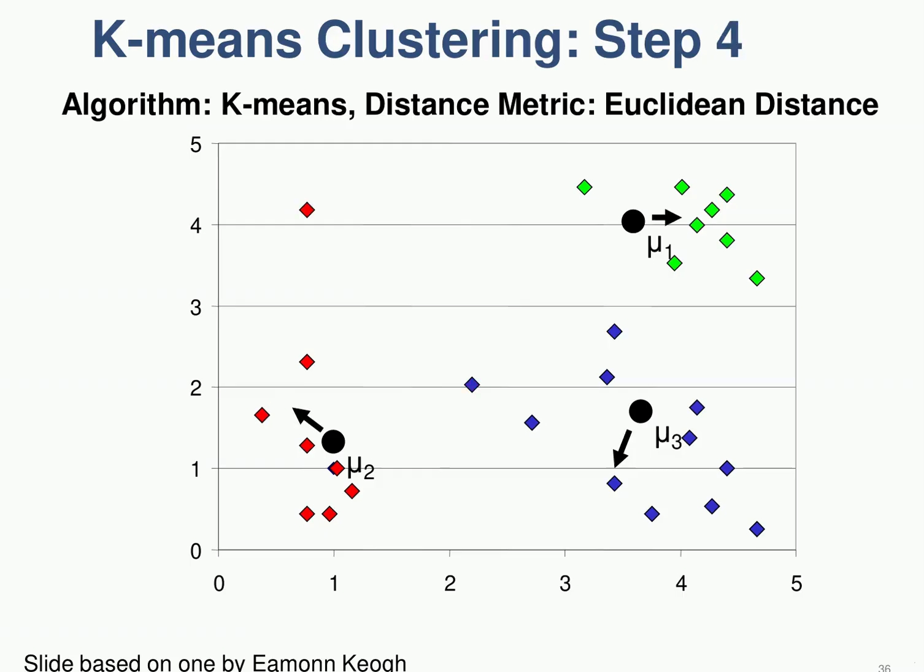In step 4 of k-means clustering, the centroids mu1, mu2, and mu3 are further adjusted. The arrows indicate the movement of each centroid as they continue to converge towards the center of their assigned data points. This refinement process is guided by minimizing the Euclidean distance between the data points and their respective centroids. The iterative updates will persist until the centroids stabilize, meaning there is little to no movement and the clusters are optimally formed. This step highlights the dynamic nature of k-means, ensuring precise and effective clustering.